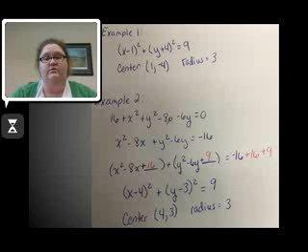We have x minus 1. We know that in the standard form it's x minus our h value. So in this case our h value is going to be 1. Okay, so our center point, our center x value is 1.